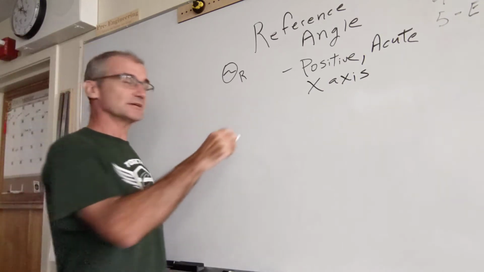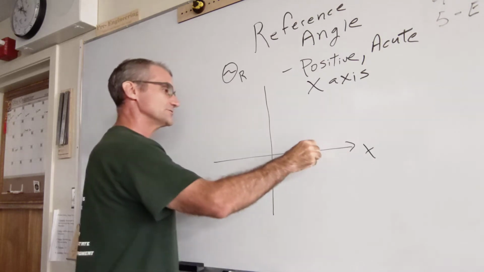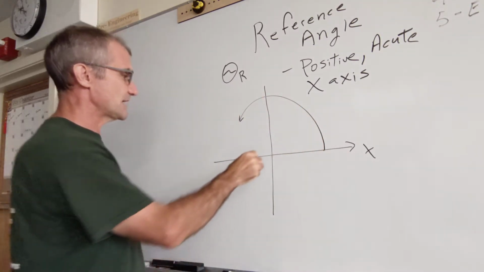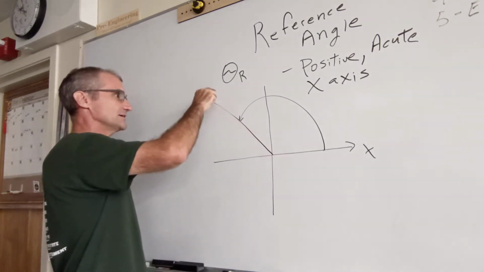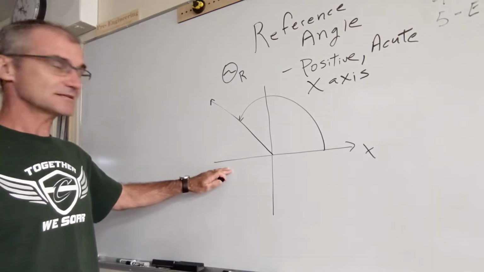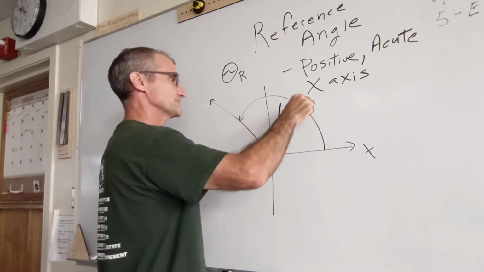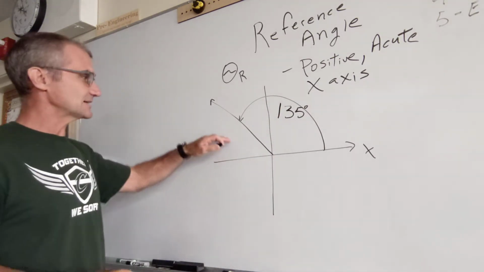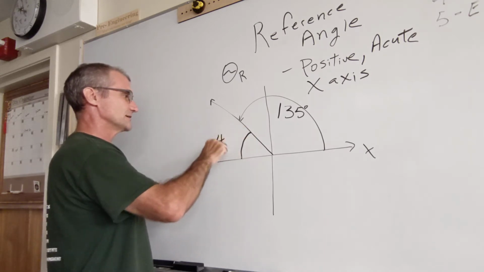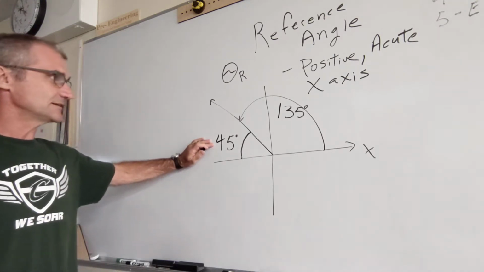When you draw angles in trigonometry, you always start right on the x-axis here. You rotate counterclockwise. Where you stop is your terminal side. This is your terminal side here. You figure out the angle from that terminal side back to the x-axis. So right here, if your angle was 135 degrees, you'd figure out how far it is to the x-axis from the terminal side. So this right here would be your reference angle. It would be 45 degrees. It's positive, acute, into the x-axis.